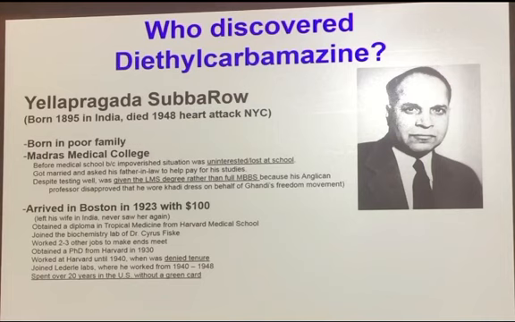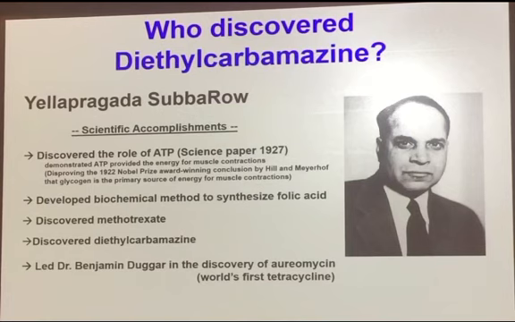And at the time, a Nobel Prize had been given to a group that had shown glucose is the currency of energy in a cell. Is that true? What's the currency of energy in a cell? ATP. You know who discovered that? Subbarow showed that in a science paper. So he discovered that. Then he developed a method to synthesize folic acid that still bears his name today.